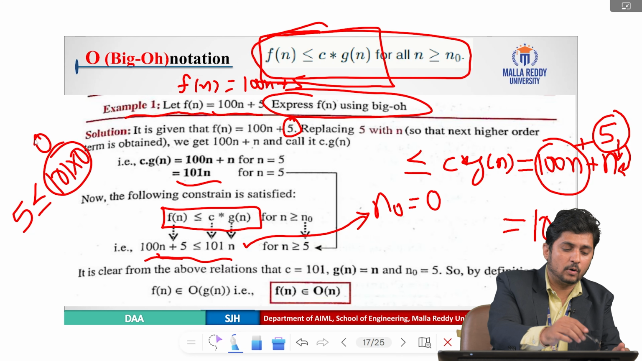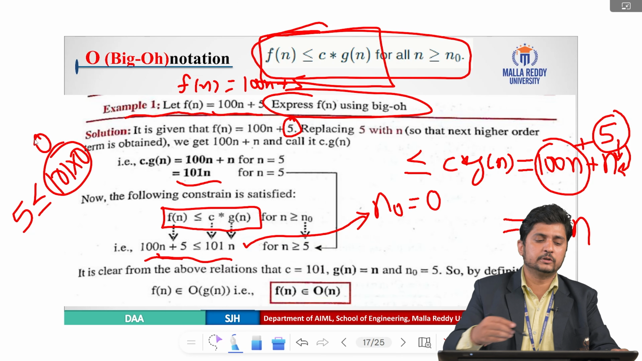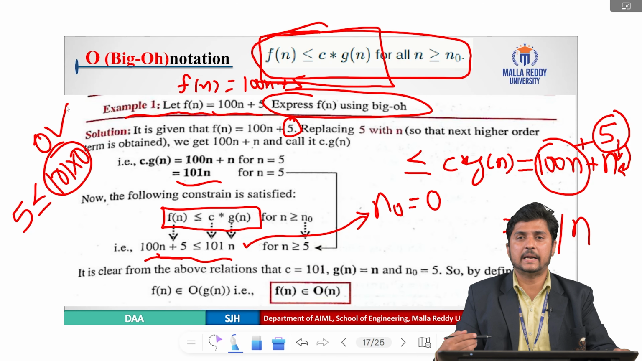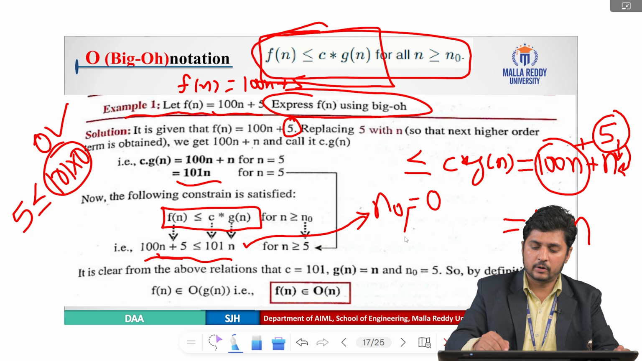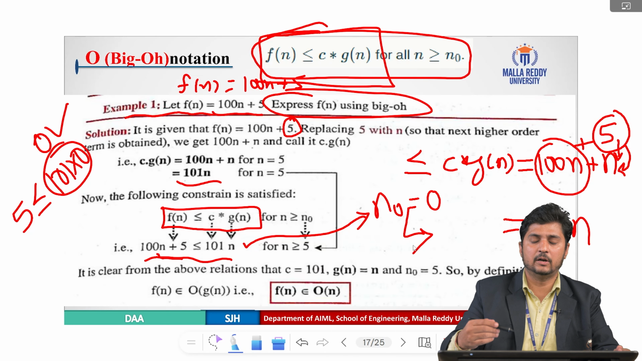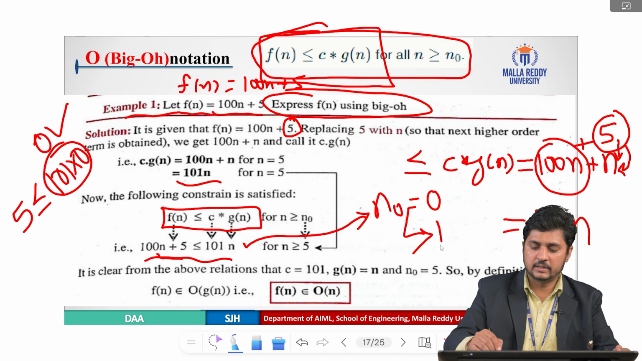That means 0 less than or equal to 0. Of course it is true. But still we cannot decide that this is the only starting or satisfying criteria. So for that reason, we need to check at least 3 to 4 values. So now the n naught value I'll change to 1.